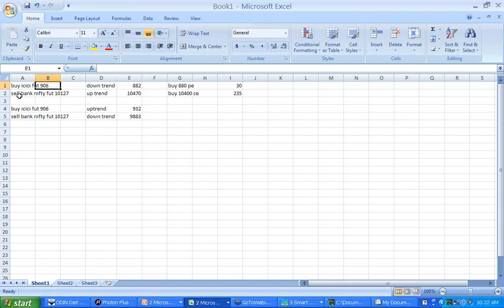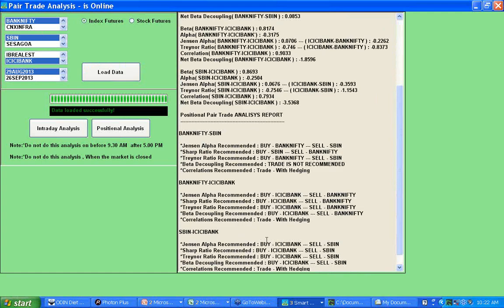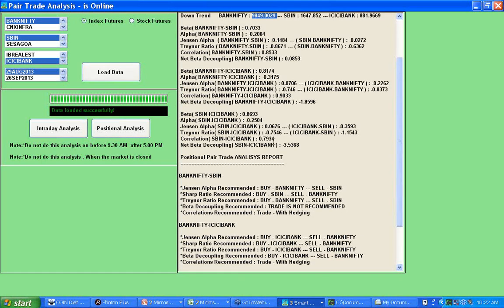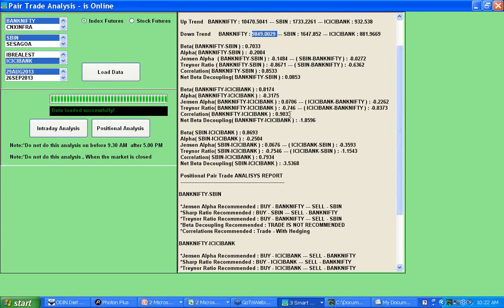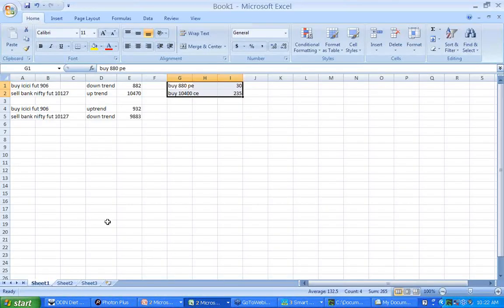First, I have initiated the buy and sell on the futures based on their pair trade analysis. Then to protect it, I have taken a put option and a call option. Why have I protected? Because it told me to protect the trade with hedging, because the correlation currently is at 0.90 level, quite high correlation. Hence, I am protecting it.